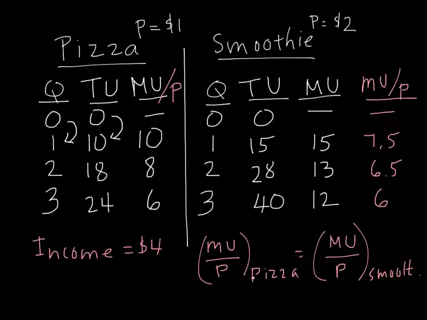And am I actually at equality in terms of marginal utilities per dollar? Well, let's see. The last I knew I was at about 8 in pizza and about 7.5 in smoothies. Now this isn't exactly equal, and that's because these units are sort of big chunks, and we cannot consume 1/100th of a pizza or 1/100th of a smoothie. We have to buy 1 whole unit or none.